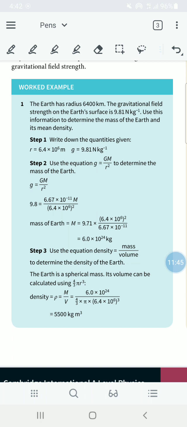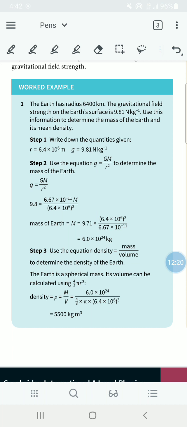Then we know an equation, g equals G M upon r squared. We know G is 6.67 × 10^-11. We do not know M, that is what we are trying to figure out. We know that g is 9.81, and then divided by r squared, which is (6.4 × 10^6) squared. And when you simplify this, you will get M to be 6 × 10^24 kilograms.